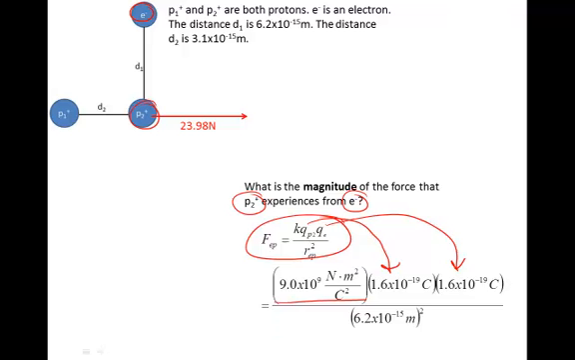Again, we leave the negative and positive signs out because they're really not helping us out with the directions right now. The distance between them is 6.2 times 10 to the minus 15th meters, and again, we have to remember to square that. Because this is positive and this is negative, they're going to attract. And so the positive charge is going to move upward with a value of 5.99 newtons.